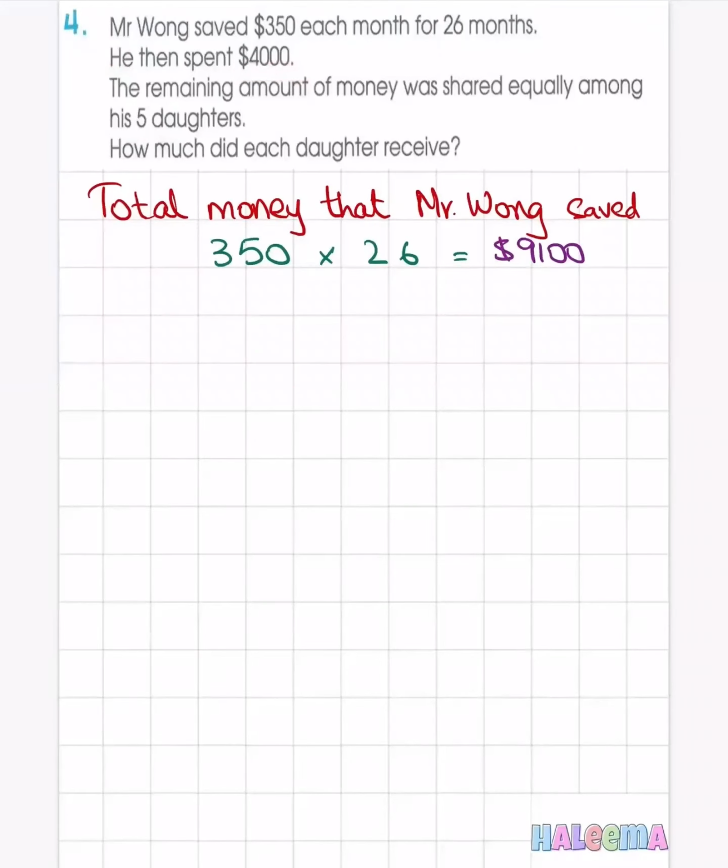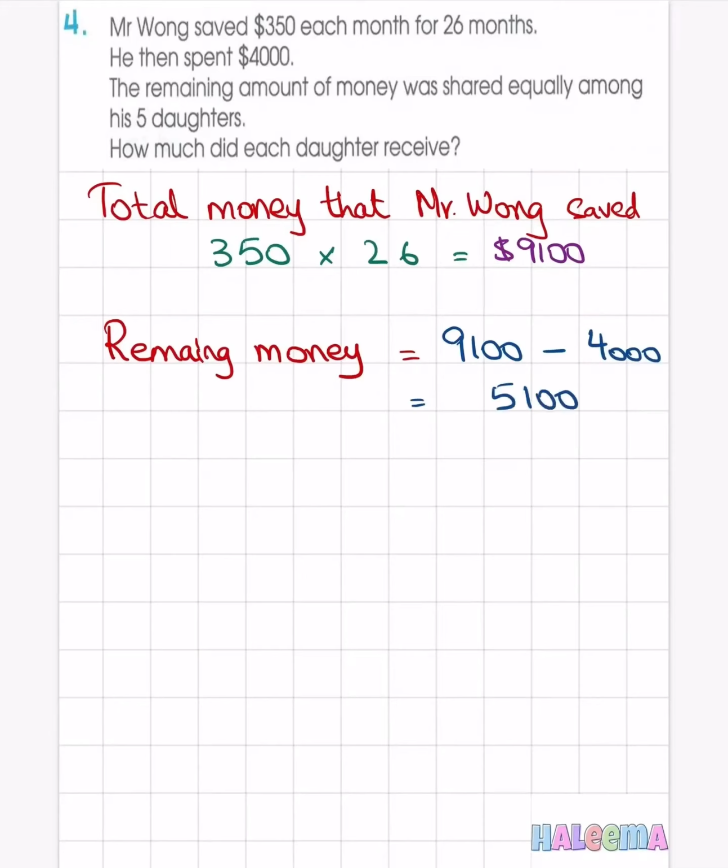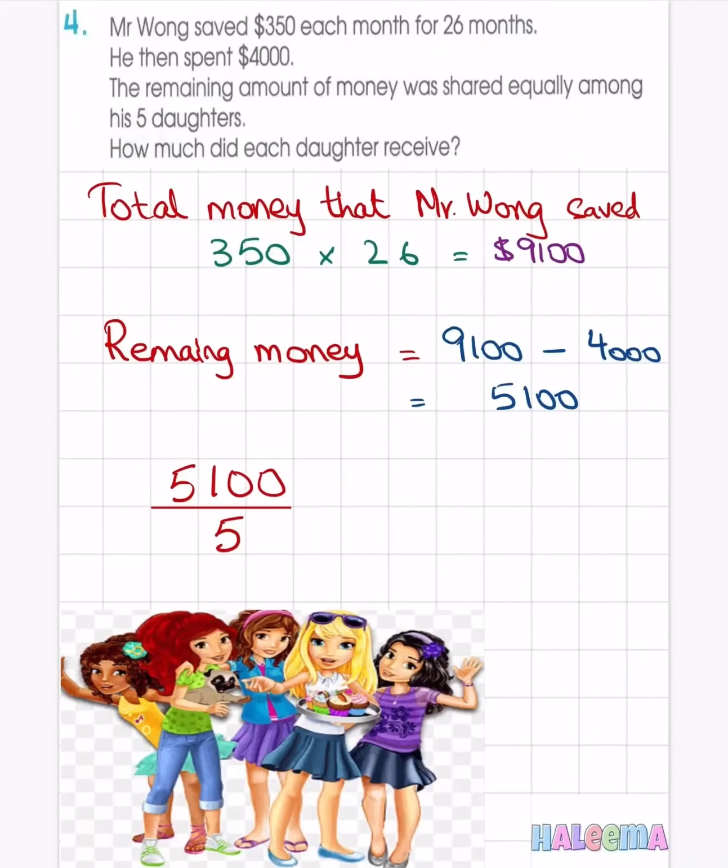So the remaining money, now see, the total money that he saved was 9,100. The amount that he spent was 4,000. What we get is 5,100. All right. Now coming up to the last step, it says the remaining amount was equally shared by his 5 daughters. So now we have to find how much did each daughter receive. Remember, the remaining amount was 5,100, which was shared equally amongst 5 daughters, right?